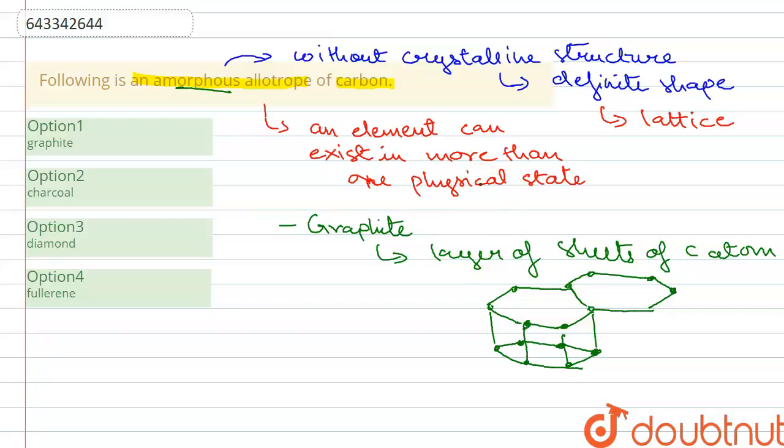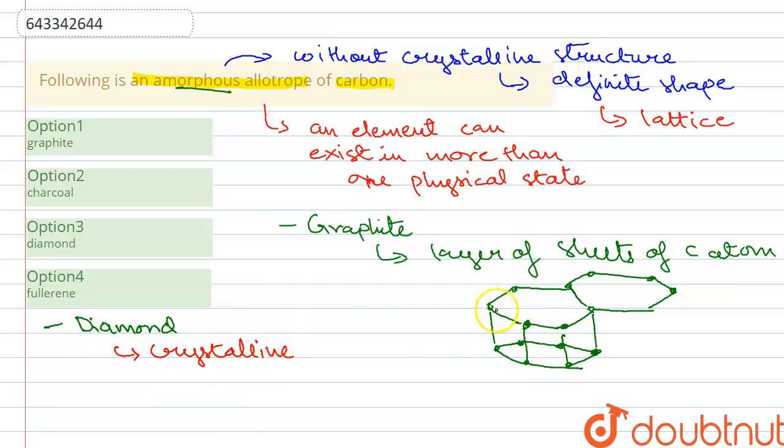Then the second option is charcoal, which we are going to leave aside for a minute. Then the third option is diamond. Diamond is also the purest crystalline allotrope of carbon. It has a definite lattice or definite structure. In it, carbons are linked together tetrahedrally, each tetrahedral unit consisting of a carbon bonded to 4 other carbon atoms.